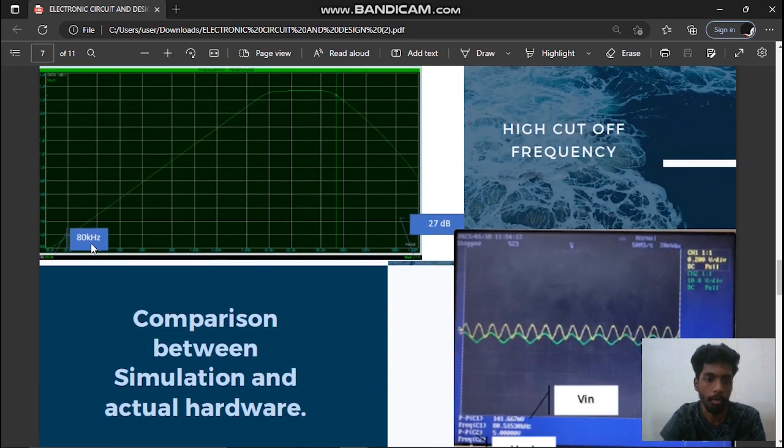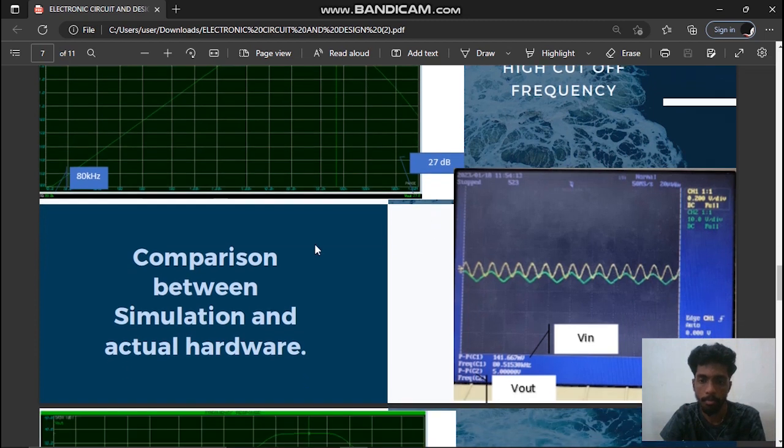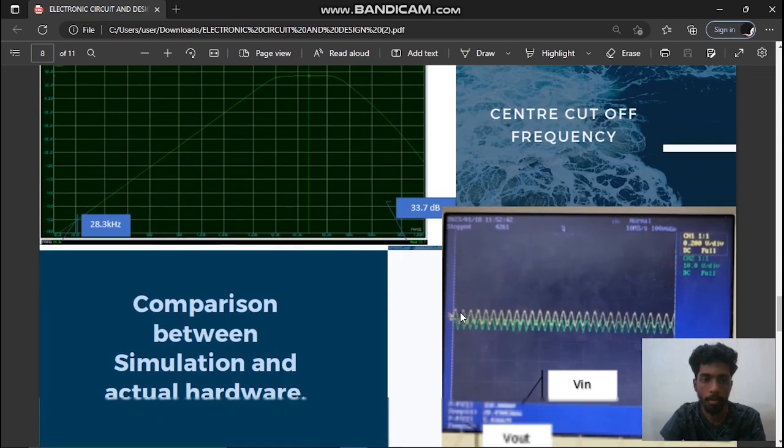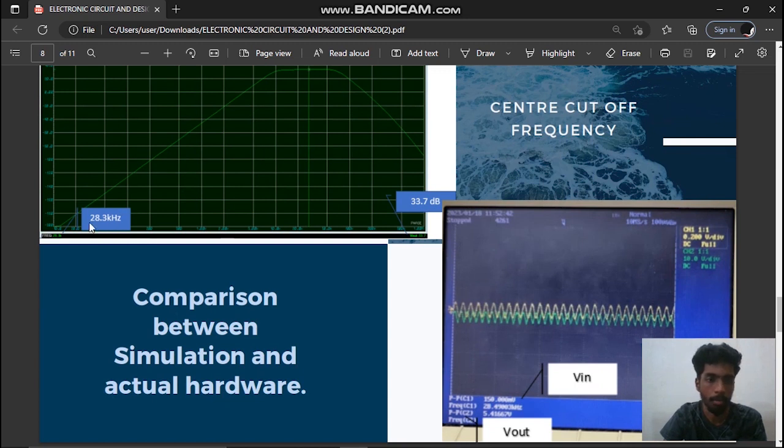And for the high cutoff frequency, which is 80 kHz, our gain was 27 dB. This is the result obtained from the oscilloscope, where we used Vin as 141.667 millivolt, and the Vout we obtained was 5 volt. And this is the center frequency, which is 28.3 kilohertz, where our gain was 33.7 dB.